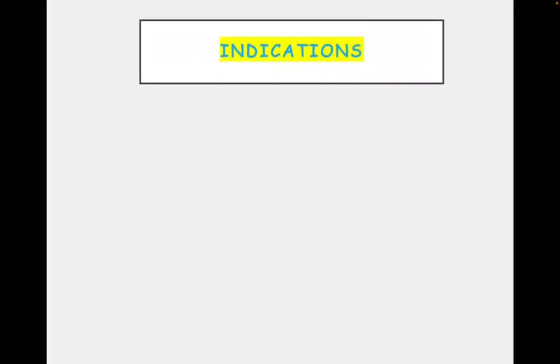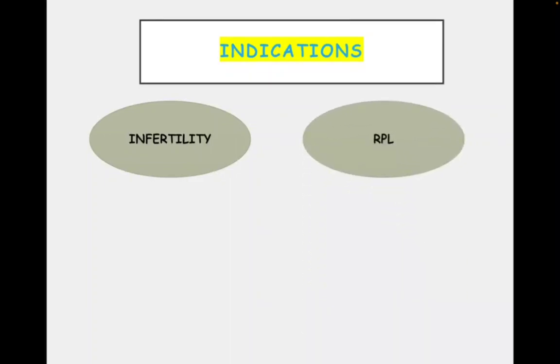So the indications for HSG are infertility. Infertility is the most common indication, that is for the tubal evaluation. Second is recurrent pregnancy loss. So why in RPL do we need to do the HSG? Because apart from assessing the tubes, HSG is also helpful in assessing the uterine contour and any uterine abnormality like septum, polyp or anything. It is an easy and cost effective method to check for all these things.